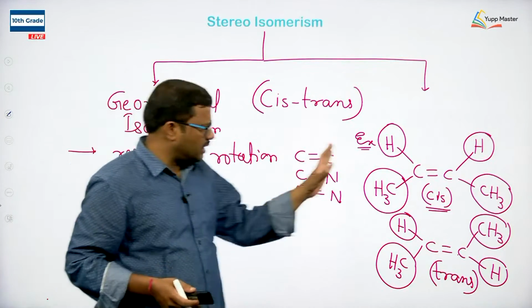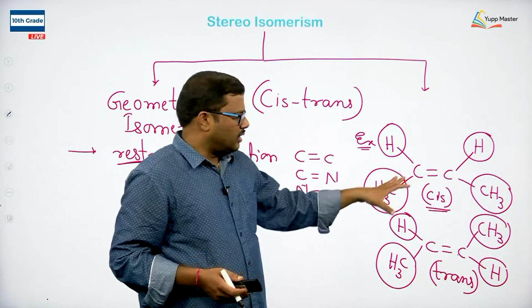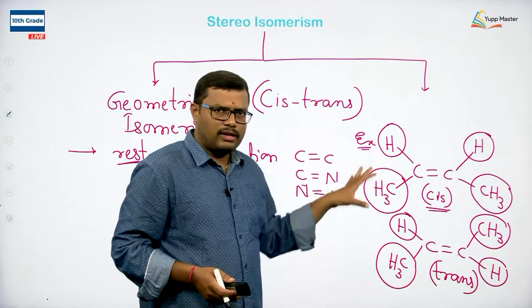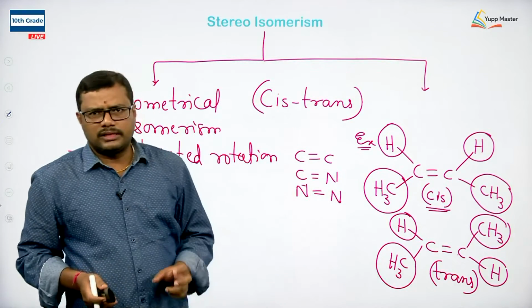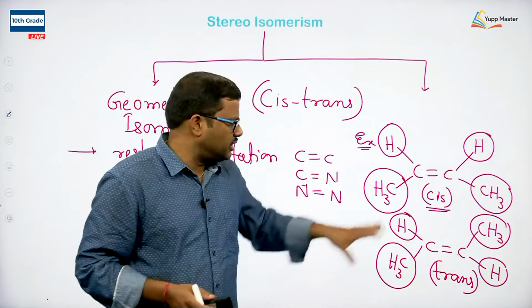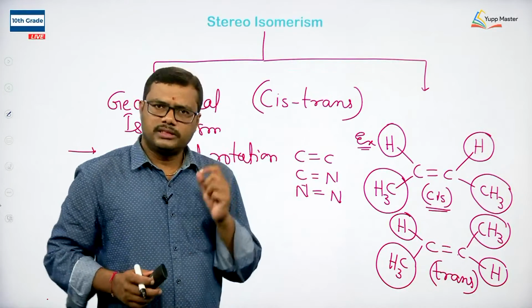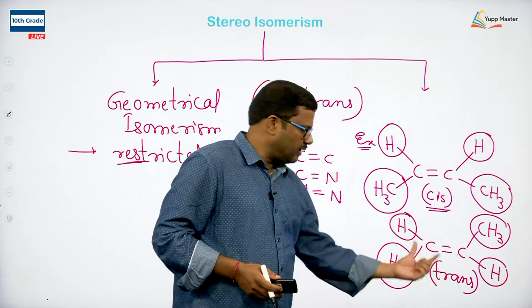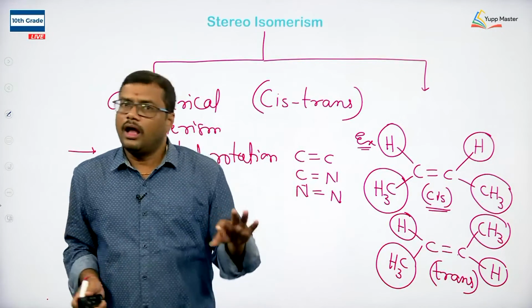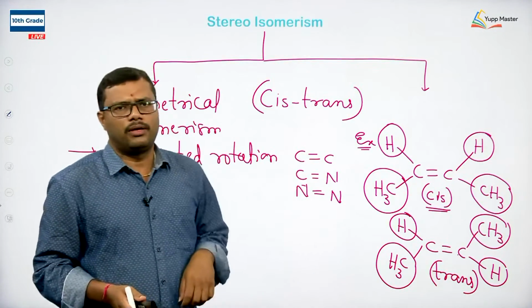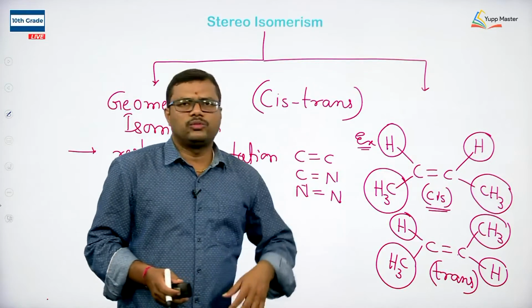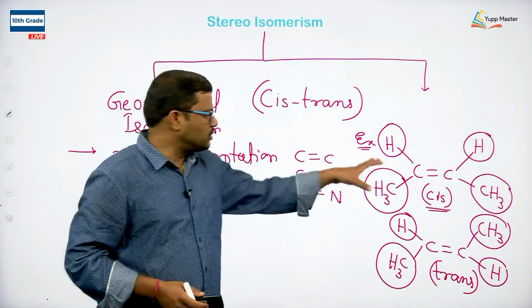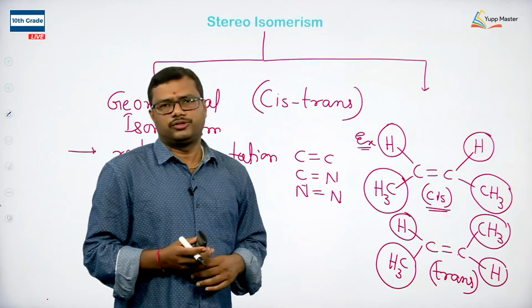If you observe the connectivity in this case, the connectivity is the same and the chemical formula is the same, but the only difference in these two compounds is that the similar groups in one case are oriented on the same side, and in the other case they are oriented on the opposite side of the double bond, and thereby isomers are formed here. So, these two are called geometrical isomers.